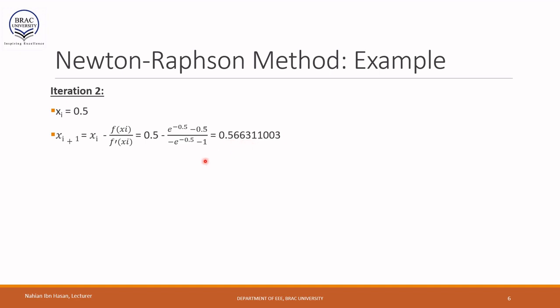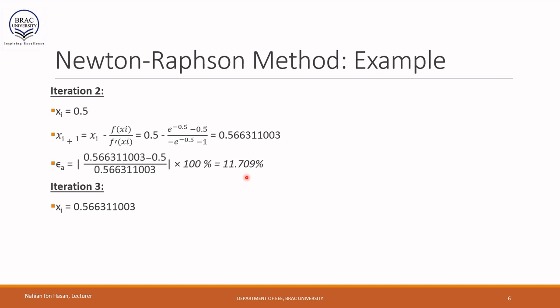0.566311003. Okay, this is the new approximation in our iteration 2, and then we calculate the approximate relative percentage error, which turns out to be 11.709%. In first iteration it was 100%, but now see in iteration 2 it reduced to 11.709%. Still it is very high, so we need to calculate further.